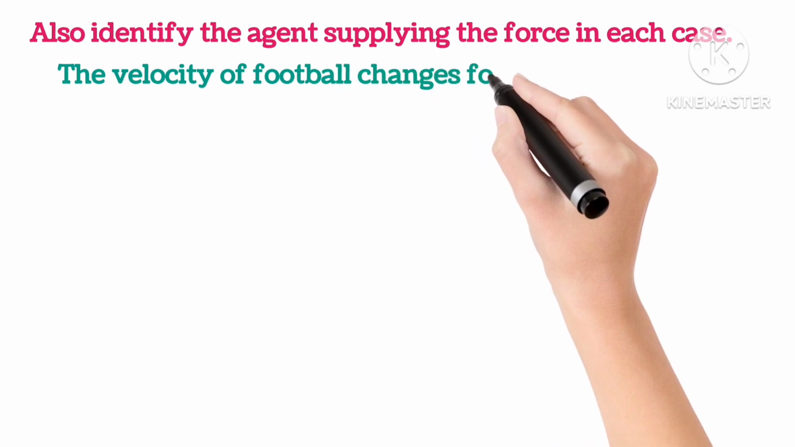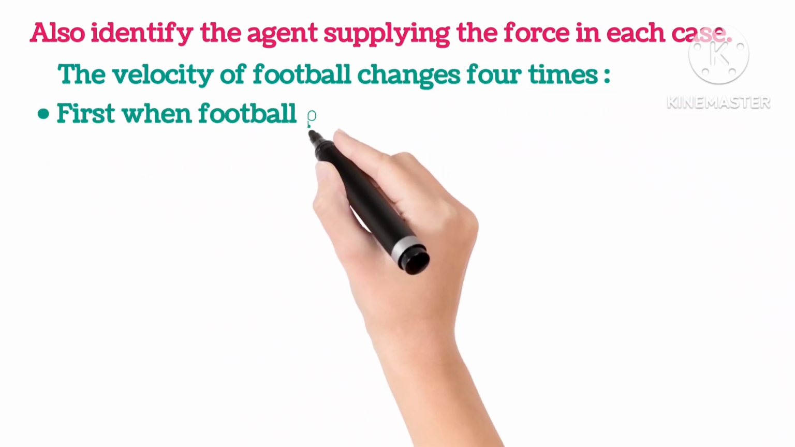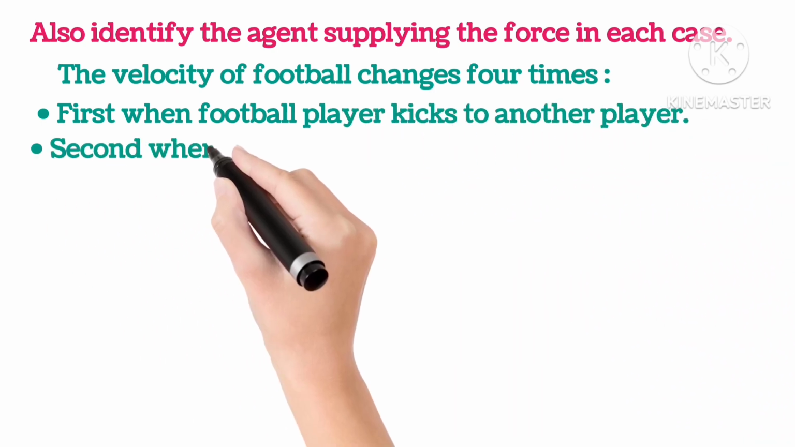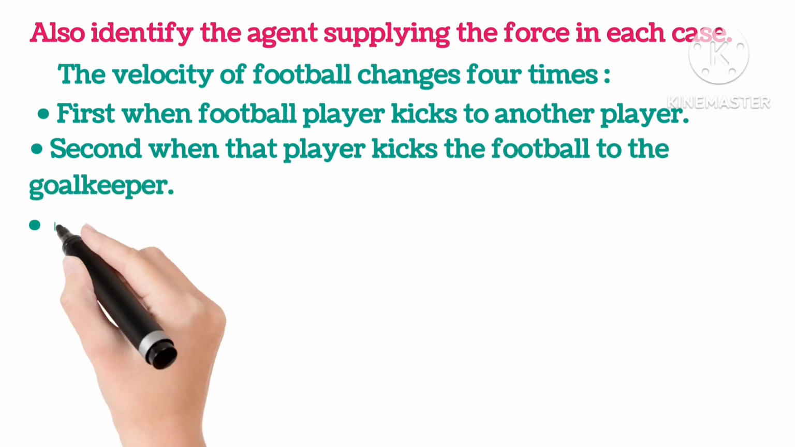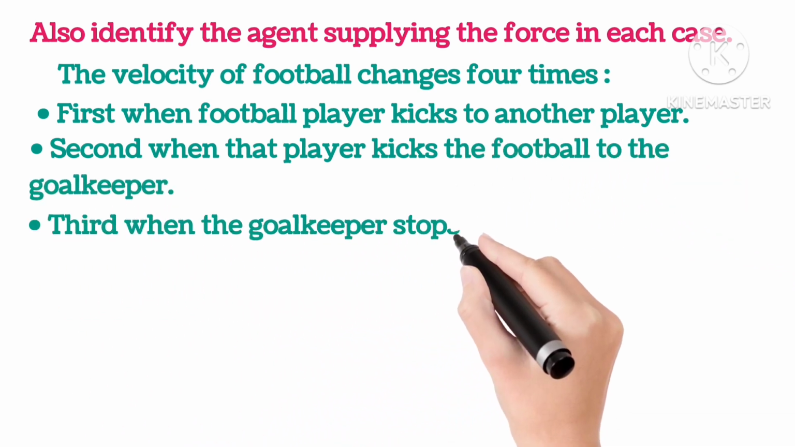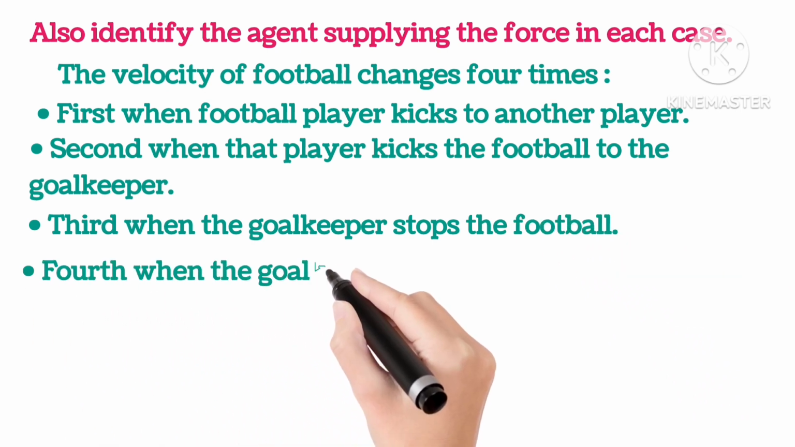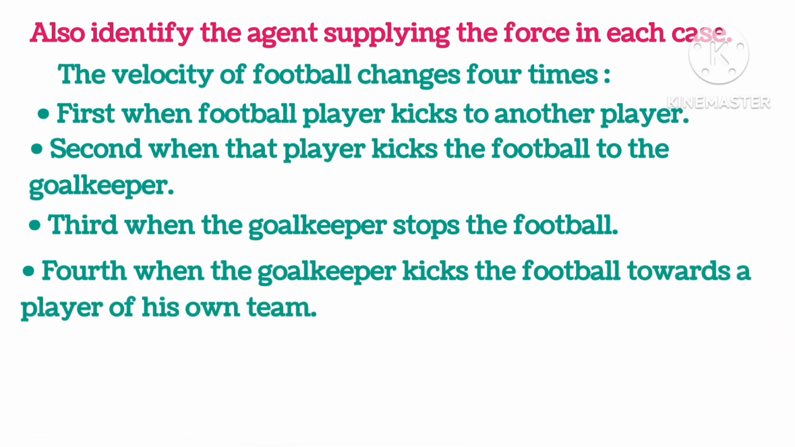The velocity of football changes 4 times. First, when football player kicks to another player. Second, when that player kicks the football to the goalkeeper. Third, when the goalkeeper stops the football. And fourth, when the goalkeeper kicks the football towards the player of his own team.